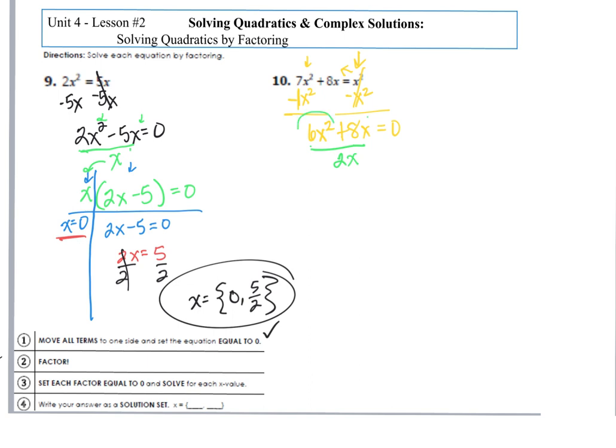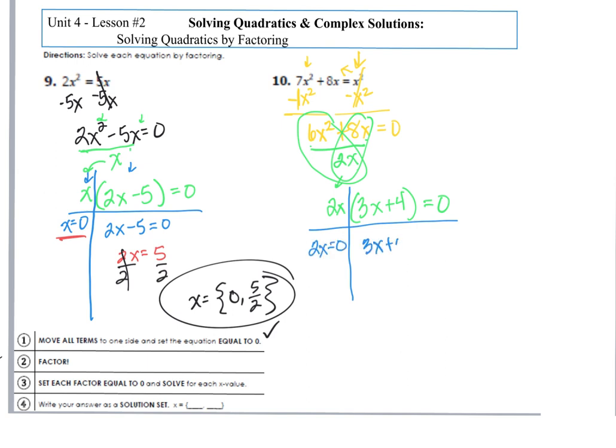So we have to divide that out. 6 divided by 2 is 3. 2 x's take away 1 x is 1 x. 8 divided by 2 is 4, and x take away x, we're done with x's. So wrap it up, put that GCF on the outside of the parentheses, and this is equal to 0. Now we're going to separate our 2 factors and set them equal to 0 by t-barring. So we have 2x equals 0 and 3x plus 4 equals 0. To finish, we solve each of these for x.